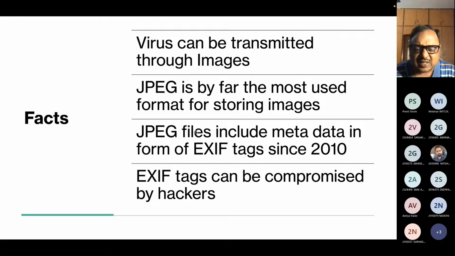So when we are exchanging so many images, it does not matter what kind of machine you're using, whether an Android phone or an iOS phone, or a Windows machine or a Linux machine. When you're exchanging images, the images are exchanged across platforms, across machines, across kinds of devices. So if a virus can be transmitted through images, then it's a very difficult proposition to handle because it will spread like wildfire. Now, among the images also, JPEG is by far the most used format for storing images.